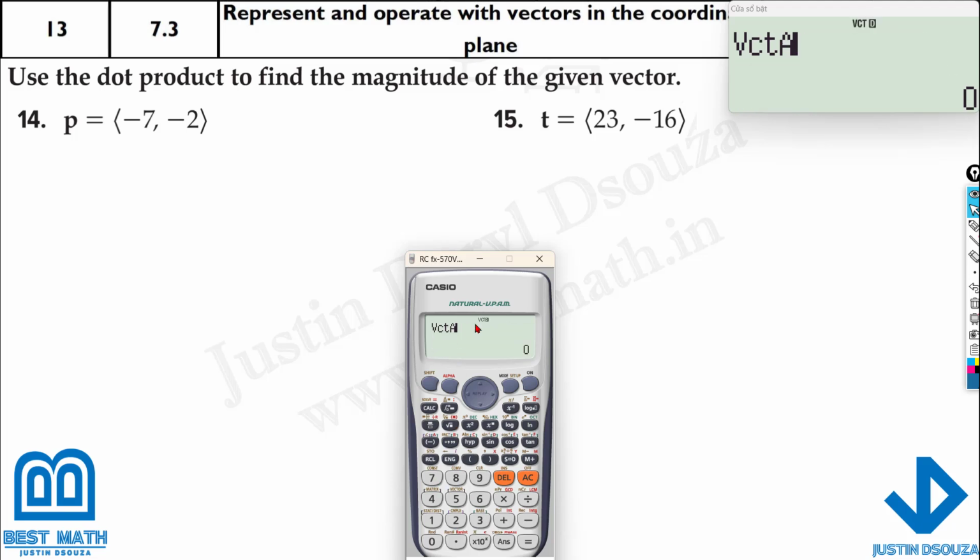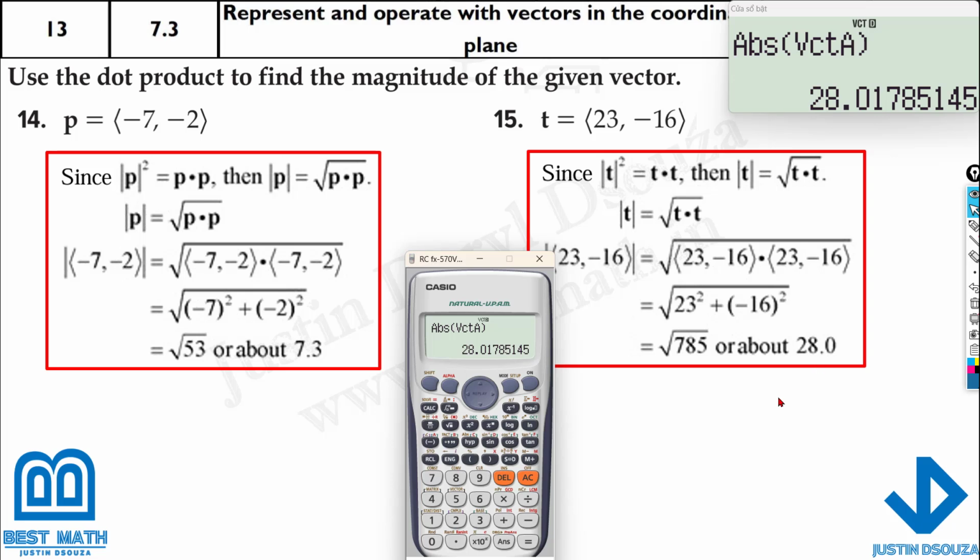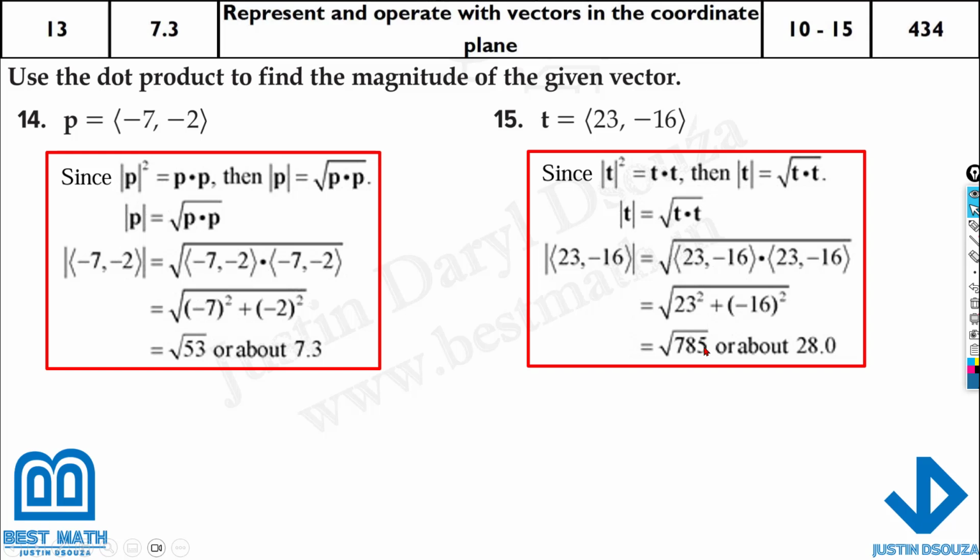Now, what if I've already written this? It's fine. Then just go back, shift HYP, and then close the bracket. That'll be the answer. It should be 28.01. Now, they have just taken the nearest tenth here. You can just look into the options. If this was given, that's absolutely fine. Just put this in the calculator and see what answer you got. Whichever matches, that'll be the final answer.